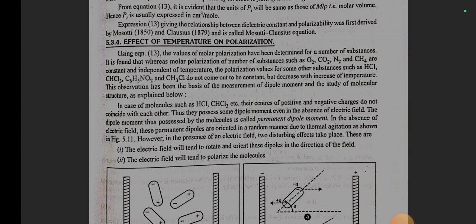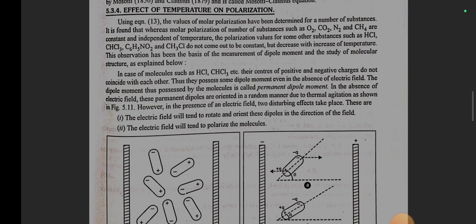Using equation 13, the values of molar polarization have been determined for a number of substances. It is found that whereas molar polarization of a number of substances such as O2, CO2, N2 and CH4 are constant and independent of temperature, the polarization values for some other substances such as HCl, CHCl3, C6H5NO2 and CH3Cl do not come out to be constant but decrease with increase of temperature. This observation has been the basis of measurement of dipole moment in the study of molecular structure, as explained below.